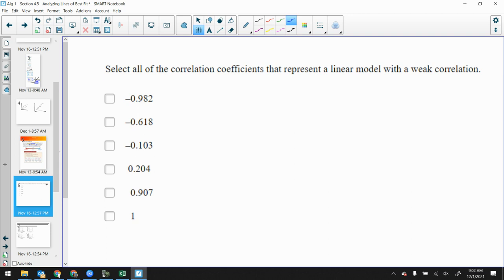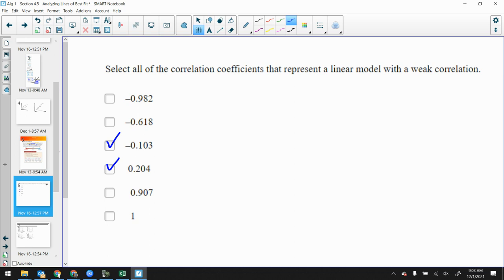Everybody take a look. Now, how would you characterize a weak correlation? Well, you would say something that gets closer to 0. So can anybody give me an easy answer of a weak correlation? The third one, negative 0.103. Yeah, I would definitely say that's a weak correlation. There's one more easy answer. Yeah, 0.204.